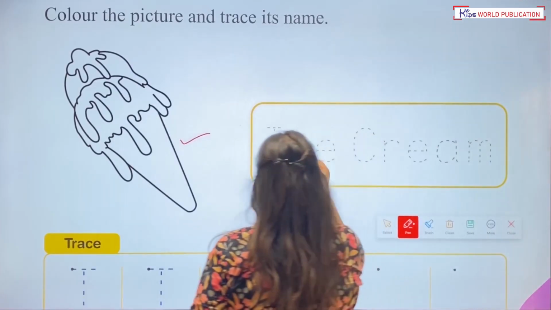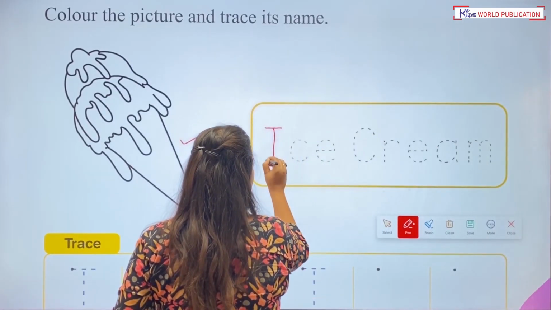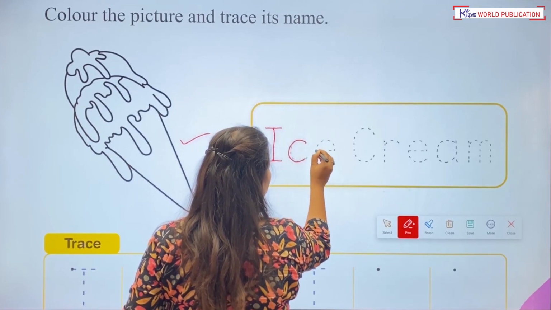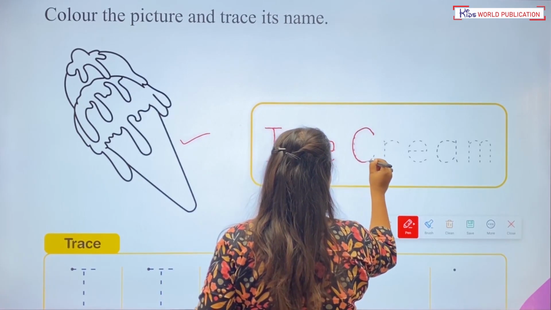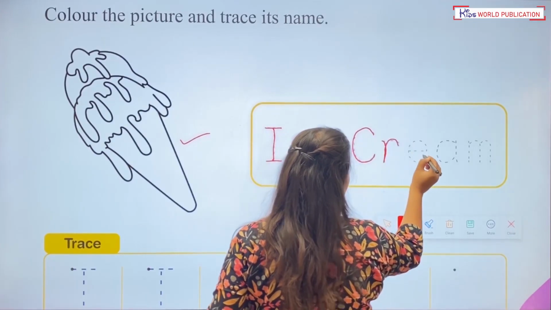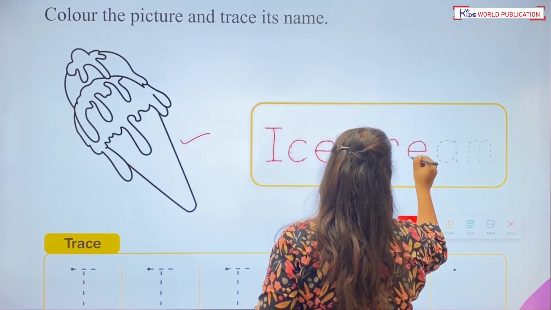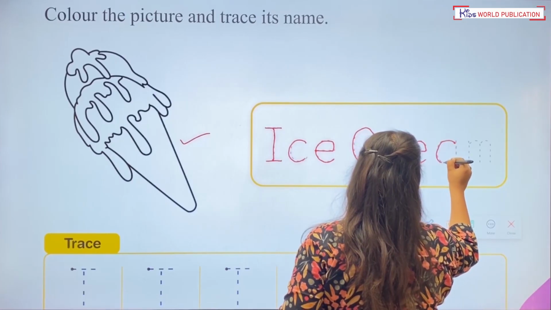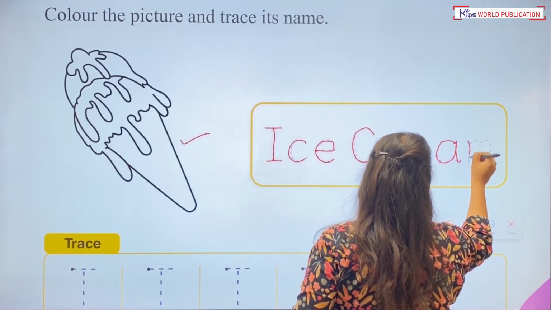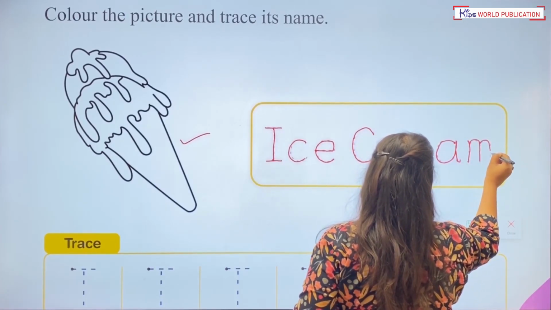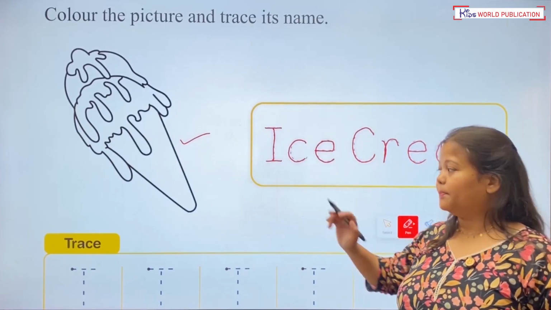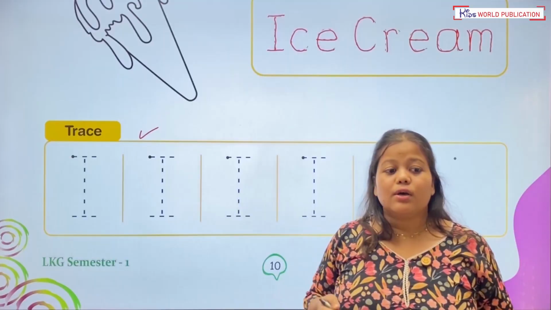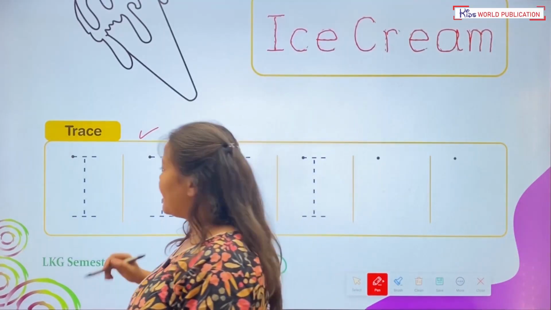For example, ice cream. This is the picture of ice cream. Trace. So, let's trace the letter I.